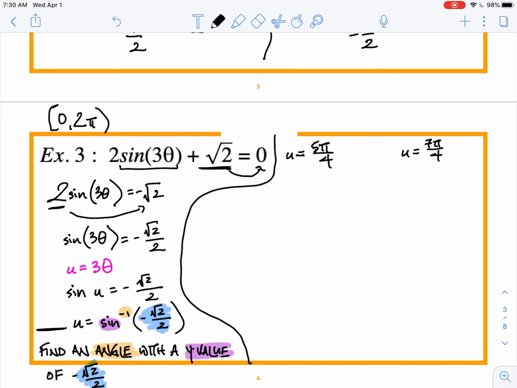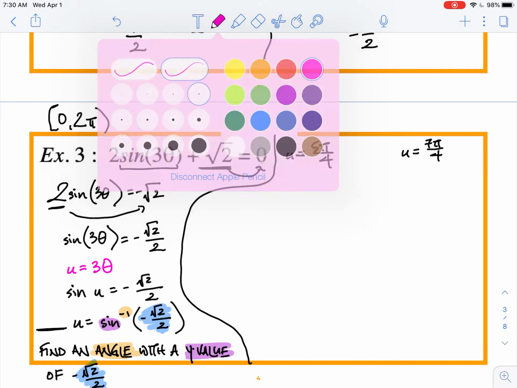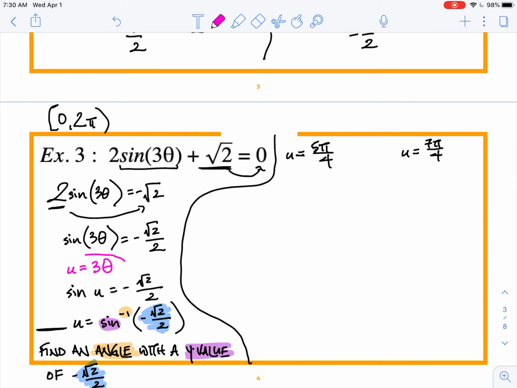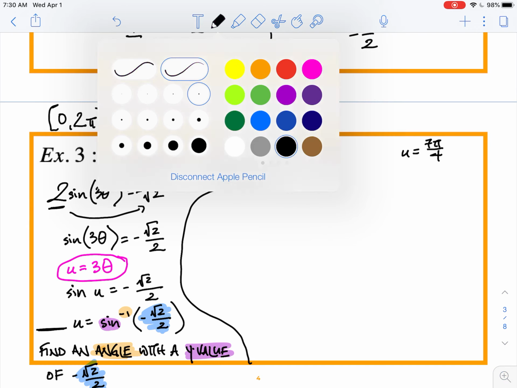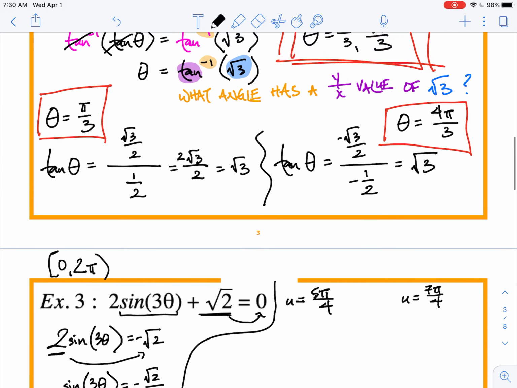Now remember, we're not looking for u, we're looking for theta. So everywhere I see a u, I'm going to go ahead and put back in the 3 theta that we subbed out in the beginning. So this is going to give me 3 theta equals 5 pi over 4. And this one will give me 3 theta equals 7 pi over 4.